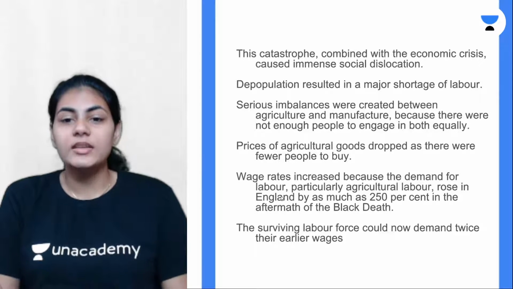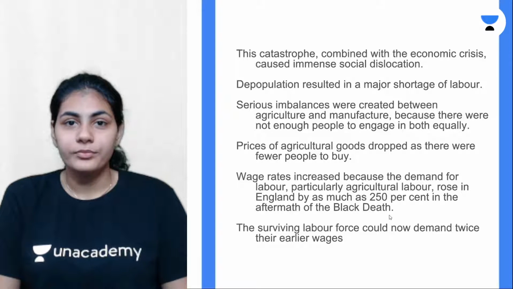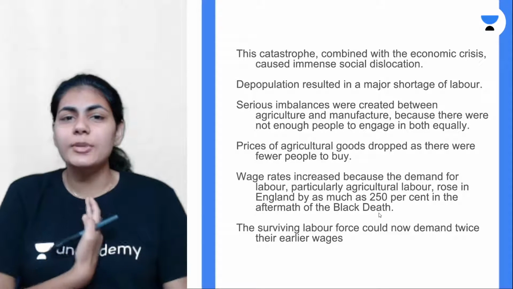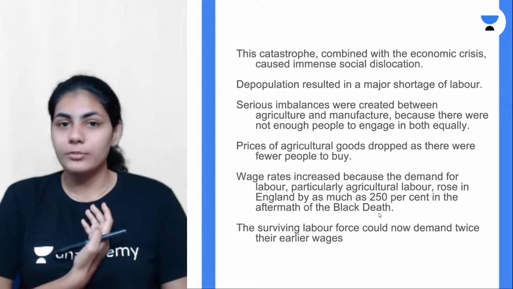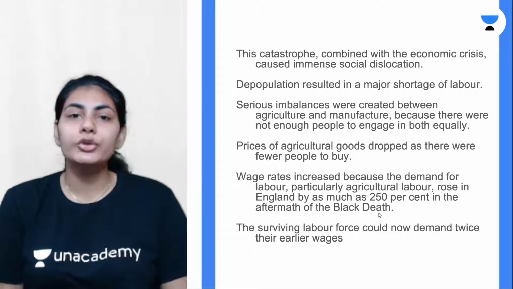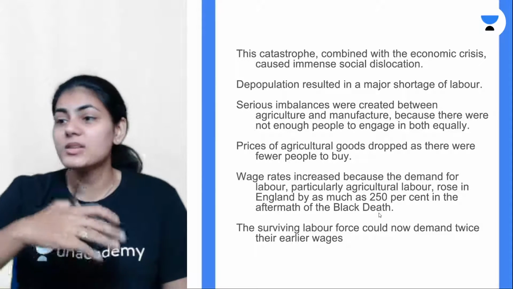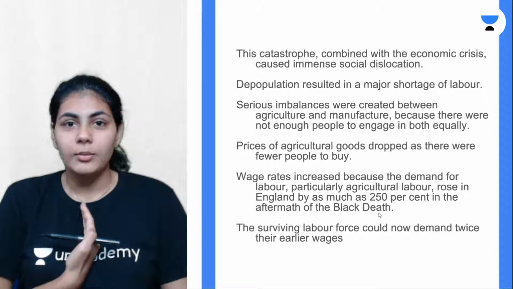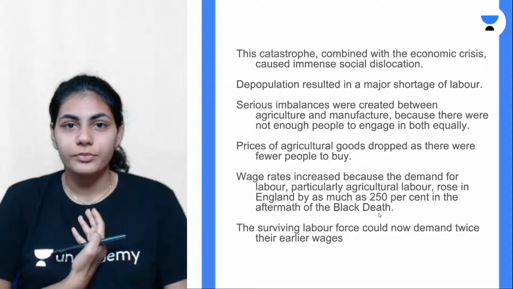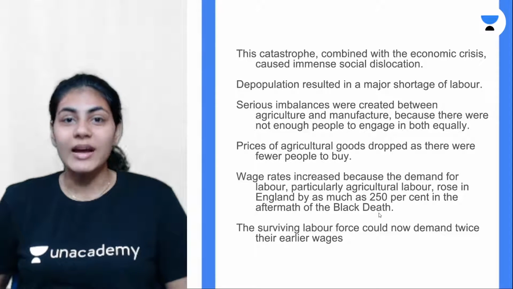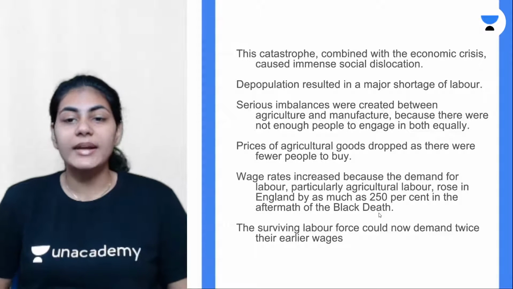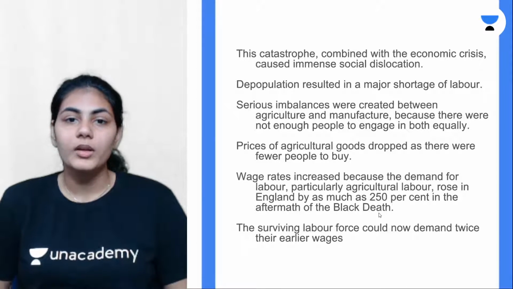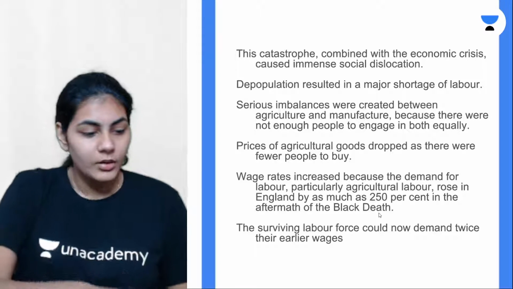Especially in the England part, as much as 250% growth can be seen in the wage rates. Let's say I'm working as a laborer and my salary before the Black Death, before that epidemic, was 100 rupees, right? I started demanding 250 rupees for the same amount of work after the Black Death, because there's nobody else willing to work. But I am willing to work, and if I should work, you're supposed to pay me 250. So that kind of demand was there in the hands of the laborers, in the hands of the peasants. They could demand twice their earlier wages. So that kind of stuff has been happening.